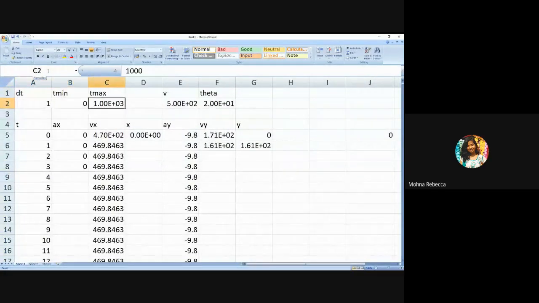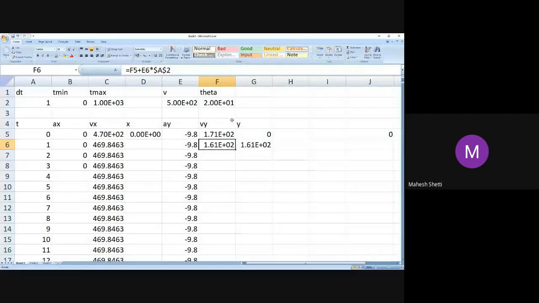Sir, can you show the formula for Vy? Yeah, let me do that. The Vx formula is the earlier velocity plus acceleration into delta t. Similarly, the y velocity is the earlier velocity, that is F5, plus acceleration into delta t. And I am writing the same formula for displacement: the earlier displacement plus velocity into delta t. I am going to write this same formula here also.